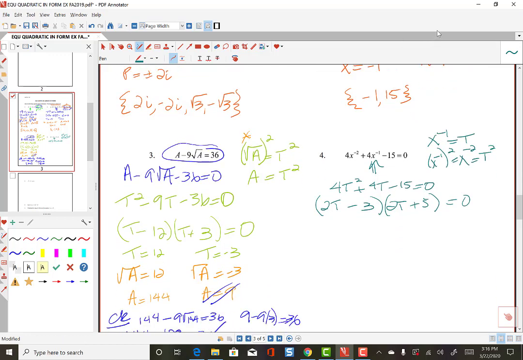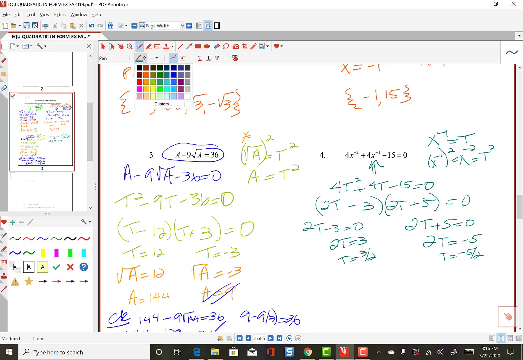All right, so if we were to take each factor and set this equal to 0, I would get something like 2t is equal to negative 5, or that t is equal to negative 5 halves. Likewise over here, I could say 2t minus 3 is equal to 0, 2 times t is equal to 3, or that t is equal to 3 halves. Okay, now let's go back to our original variable. This process is known as the back substitution step.